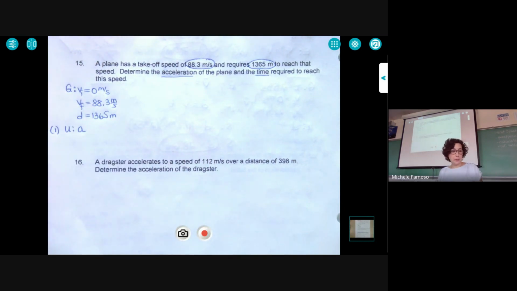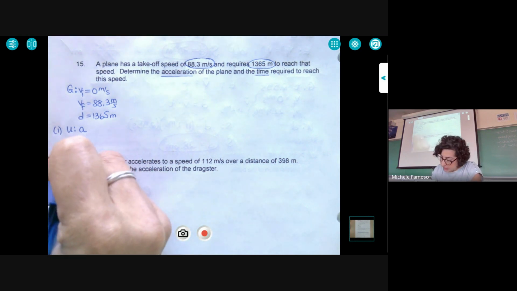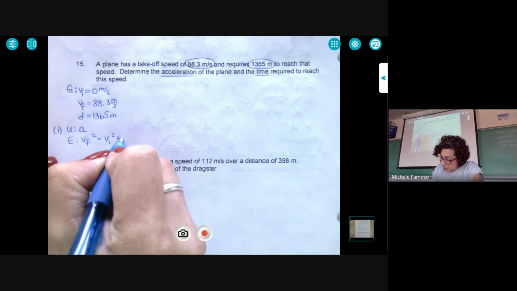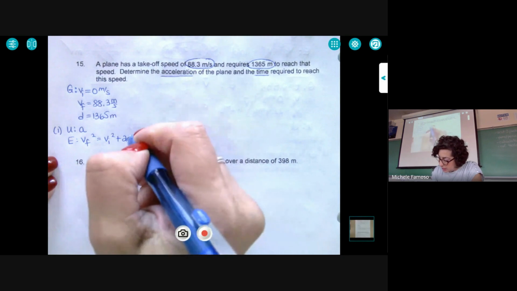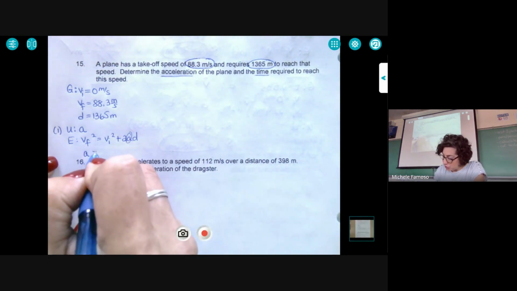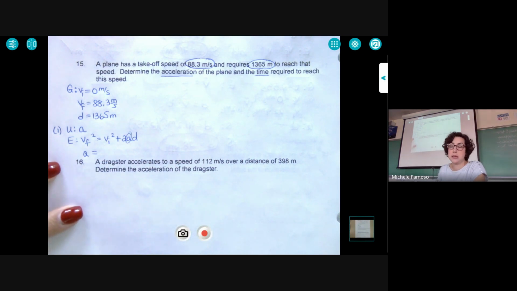All right, so let's look at page 6 of the reference table. Grady, what equation would you like to pick to tackle that problem? Yes, that's the right one. VF squared equals VI squared plus 2AD, but now we have to move it around for A. And Logan, what is that equation for A going to look like?